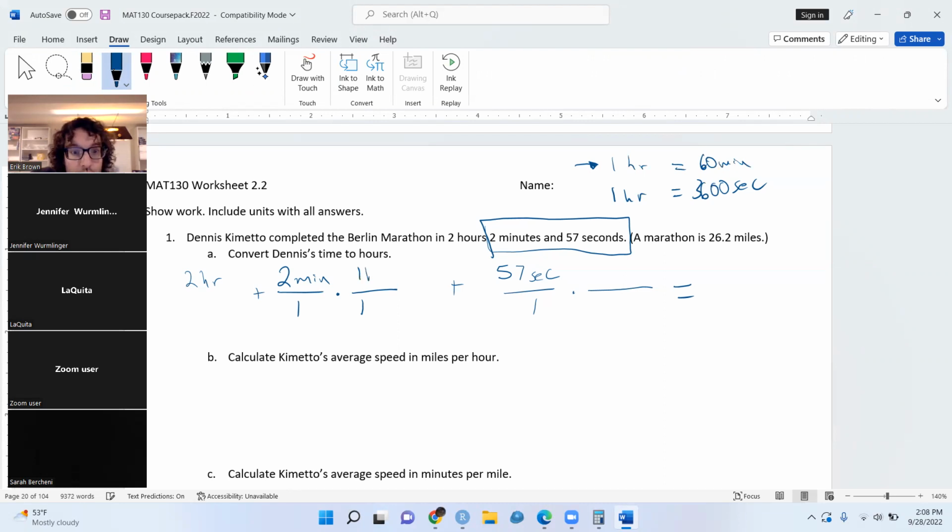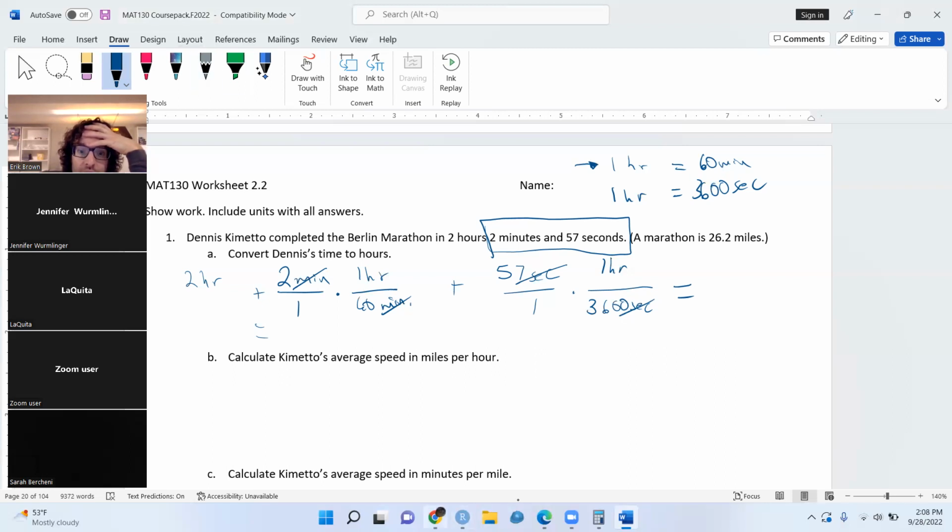So I'm going to put the hour on top here, and I'm going to put the 60 minutes on the bottom. And that's going to cancel these, and we'll figure out how many hours 2 minutes represents. It's 2/60ths of an hour, or 1/30th of an hour. Likewise, over on the seconds, I'm going to do 57 seconds times 1 hour divided by 3,600 seconds. And we're going to get that 57 seconds is 57 over 3,600 of an hour.